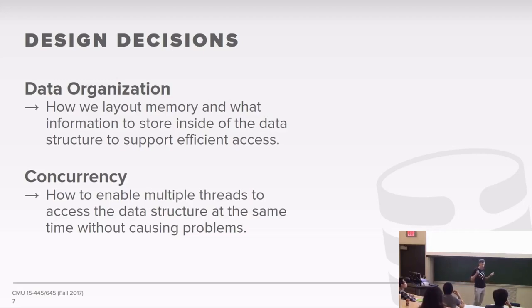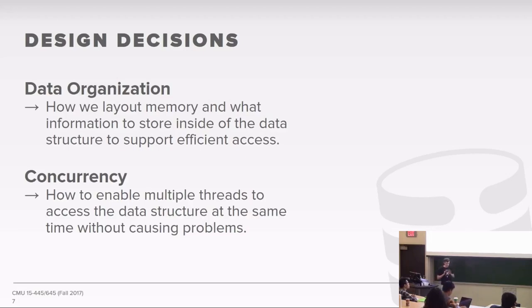Then there's a whole other class of design decisions we have to make to deal with concurrency. So this is if you have multiple threads running at the same time inside the database system, accessing the same data structure, we want to make sure that they don't interfere with each other, and we don't end up with an incorrect or inconsistent state of our data structure. It's actually even more complicated than that, because not only do we need to worry about threads possibly reading and writing the same regions of memory in our data structure at the same time, we also need to worry about the logical contents of the data structure if we're using them for transactions, to make sure that they have a consistent view of the database.